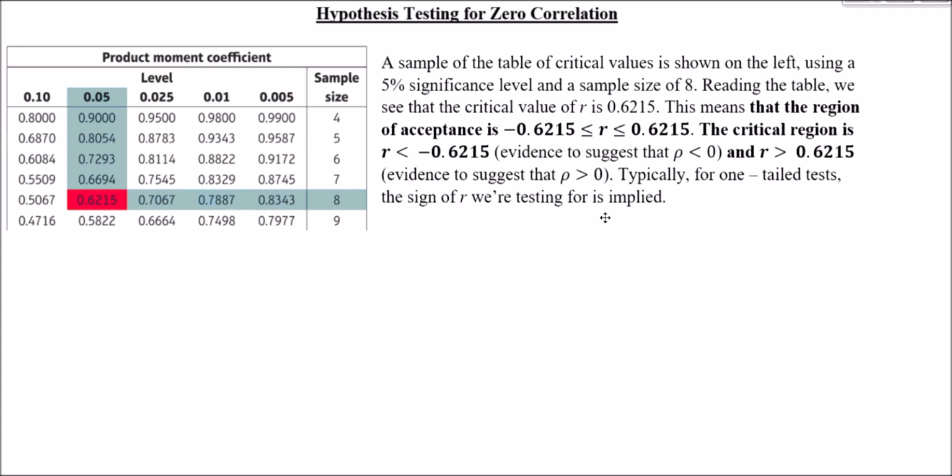Typically though, for one-tailed tests, the sign of R we're testing for is implied. You can work it out from the wording and context of the question. I'll show you what I mean by that in just a moment.